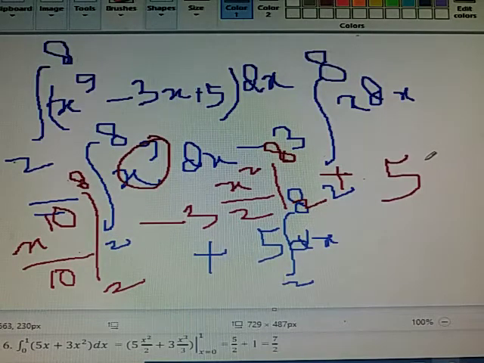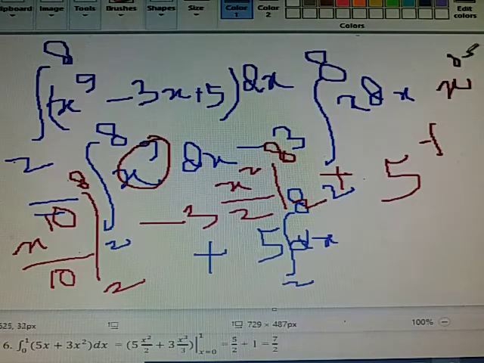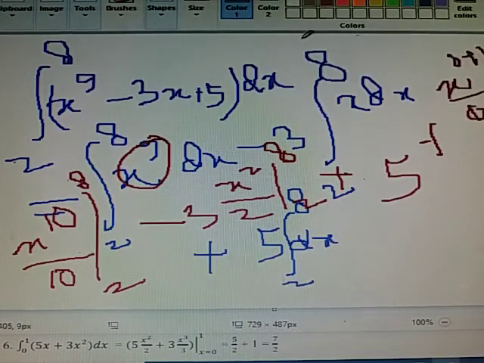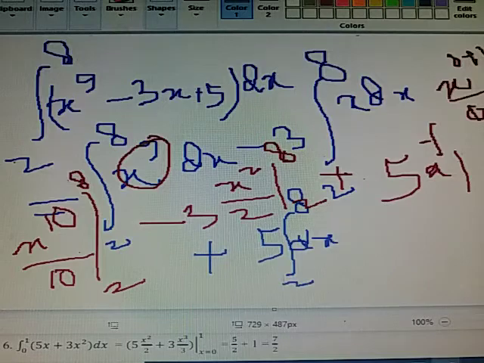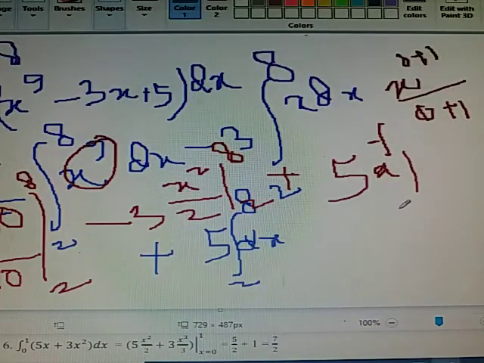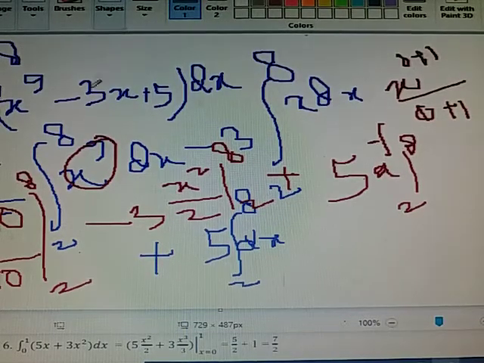So 5 is here, 5 is here. So with dx there is 1. 1 means what? It is x to the power 0. So you write x to the power 0 plus 1 by 0 plus 1. So integration of dx is x. So 5 into x, and it is from 2 to 8. So got it? And then you have some numerical value.